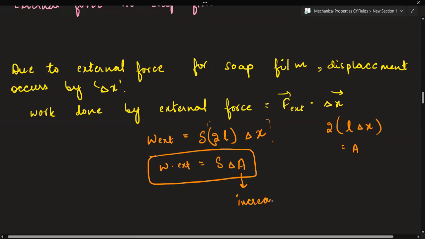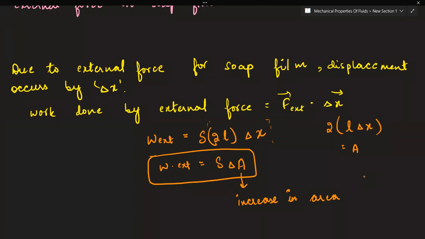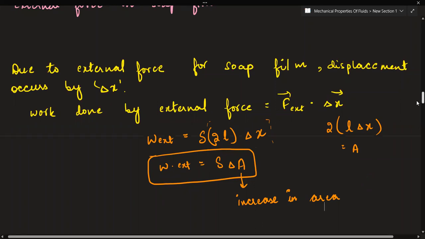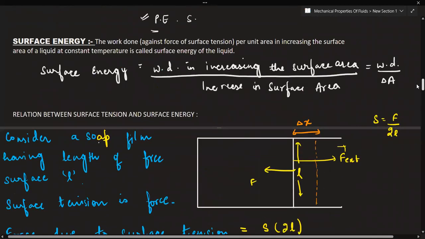Here A is the increase in area. Understood the formula for surface tension and surface energy? Work done is equal to the product of surface tension and the increase in area. Just write it from here.